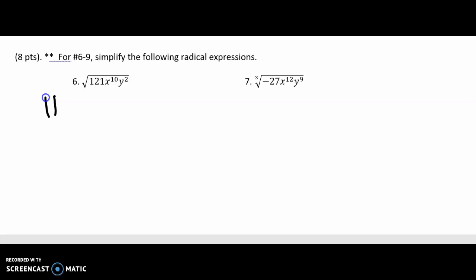All right, and then remember with square roots, we divide our exponents by 2. So 10 divided by 2 is 5, and 2 divided by 2 is 1. So there's that one for you.